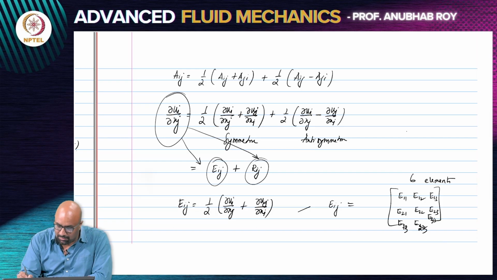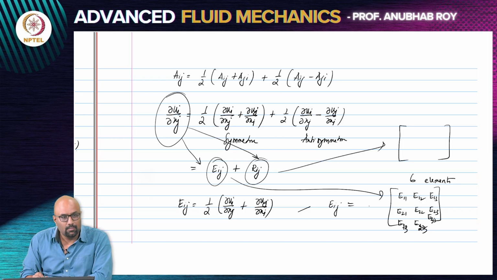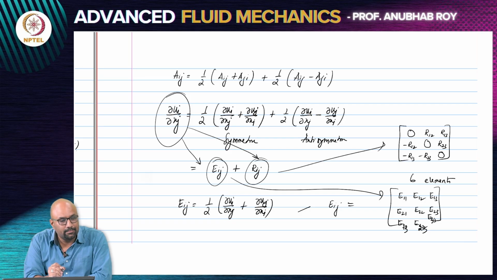Whereas, if you do the same thing for the rotation tensor, that is an antisymmetric tensor, which means diagonal terms are going to be 0, and I will have R12, R13, R23, minus R12, minus R13, minus R23. So, the rotation tensor will only have 3 elements.